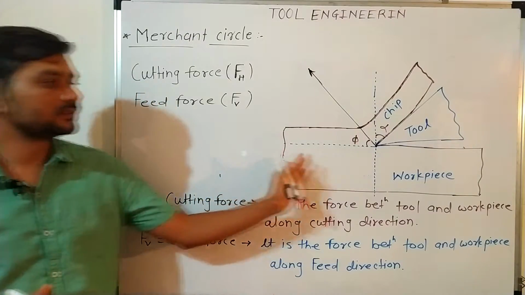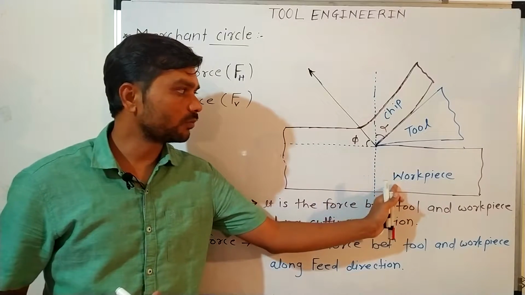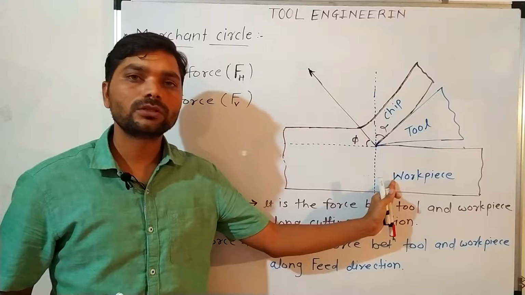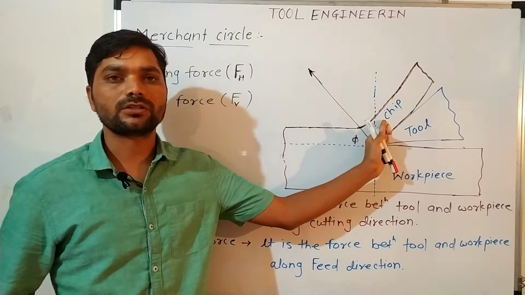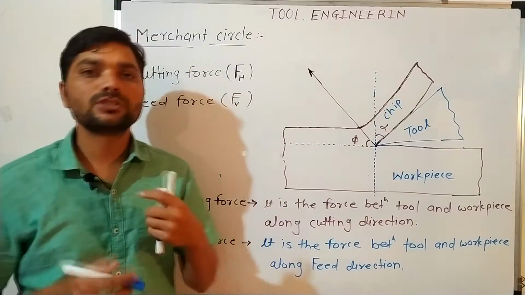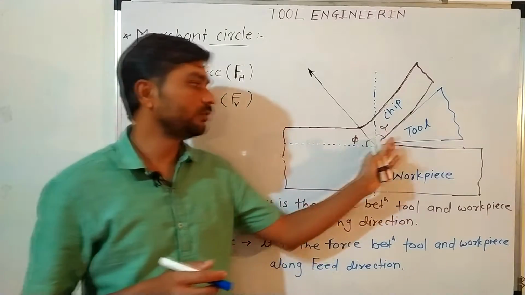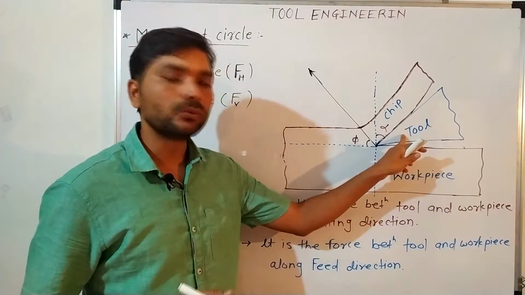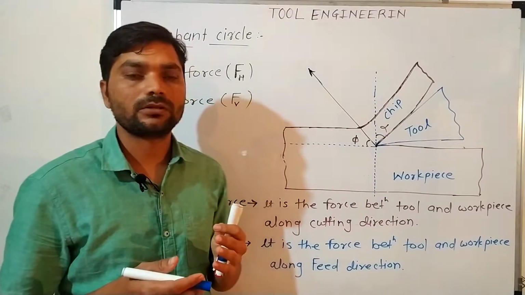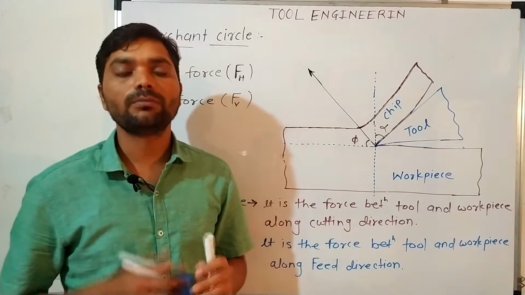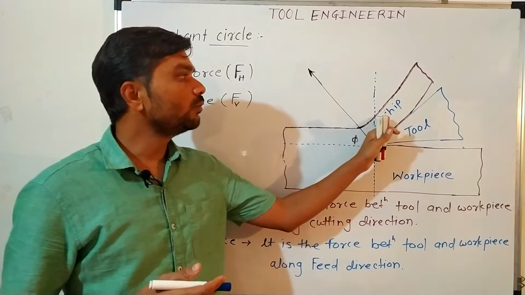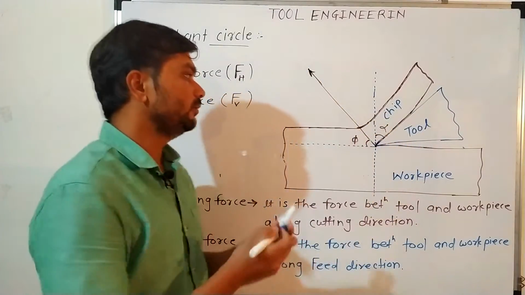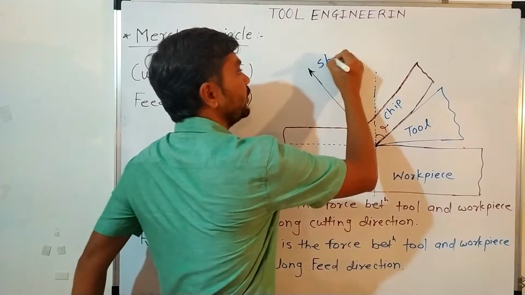So here we will consider one example. This is our workpiece, this is our tool, and because of the force which is acting over the workpiece we get chip formation. We know that during any machining process, when we apply force over the workpiece with the help of a tool, there is a shearing action between the tool and the workpiece, and because of that shearing action unwanted material removal takes place. This is our shear plane.